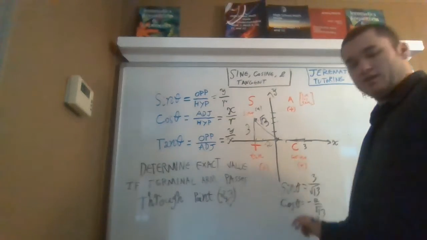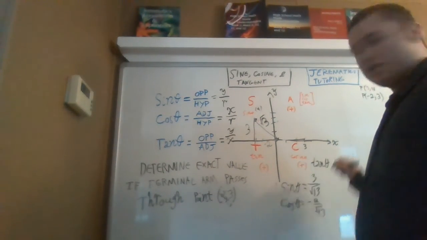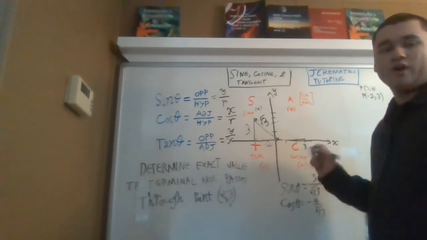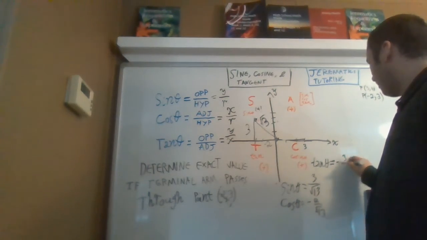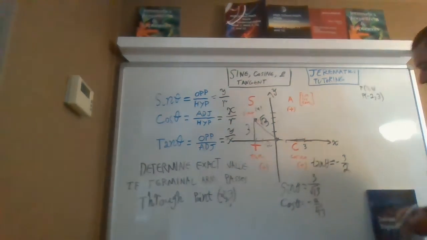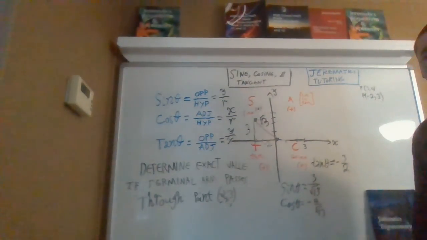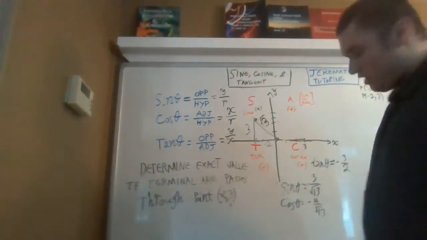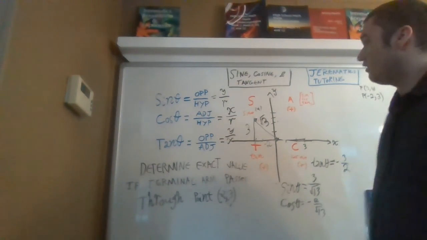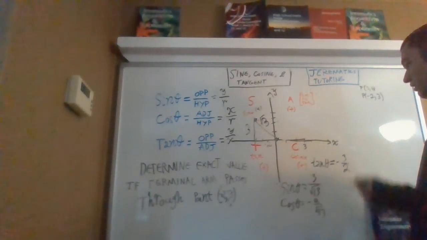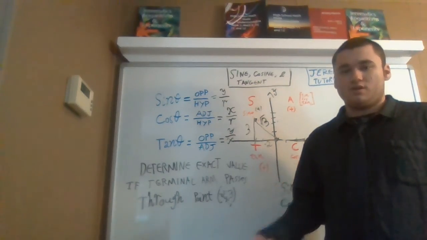Tangent is y over x. That means tangent theta is equal to y over x, 3 over negative 2. So negative 3 over 2. And look, what do you know? Sine is positive, cosine is negative, tangent is negative. You see how the only one that came out positive was sine. That's exactly the result I expected. So this is how you find the exact values for sine, cosine, tangent ratios.